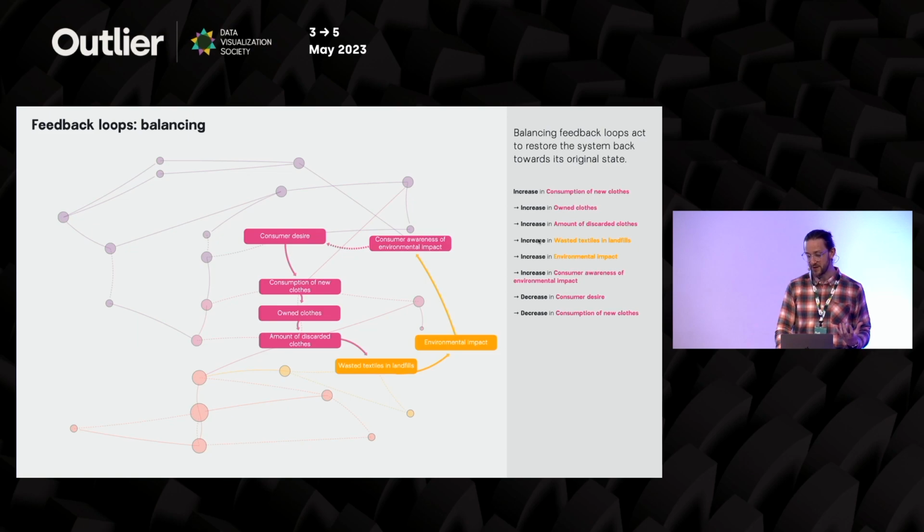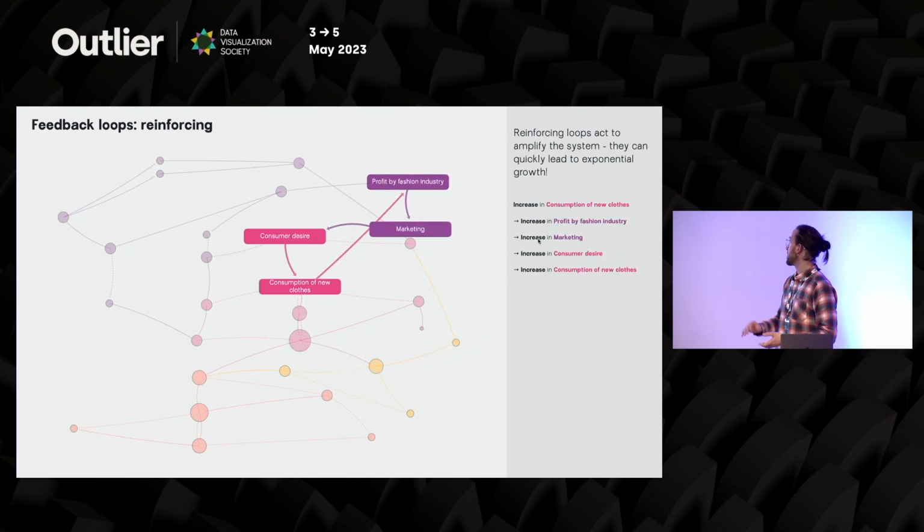Where we might want to intervene, though, is around reinforcing loops. Reinforcing loops act to amplify the system. So if we perturb the system in a certain way, it gets even bigger. We see these in exponential growth and decay. The rich get richer, for example. And this loop here is an example of that. As people increase their consumption of new clothes, that leads to more profits, which itself might lead to more marketing, which leads to more desire, which leads to more consumption. This is very common; we've seen it all across.